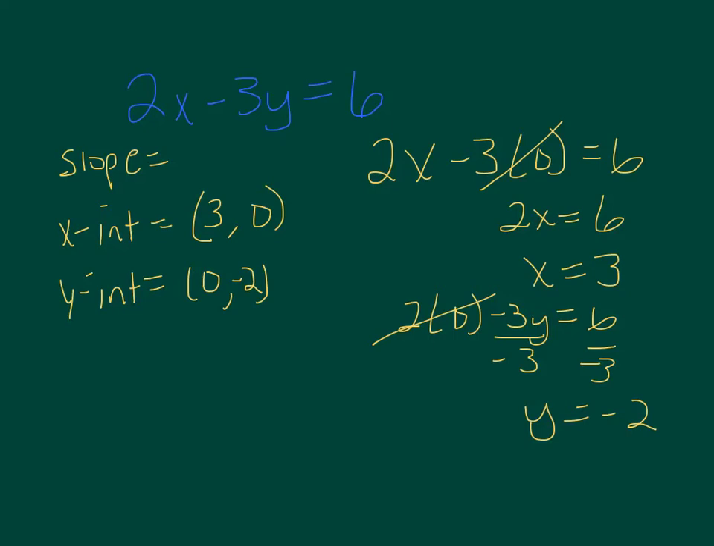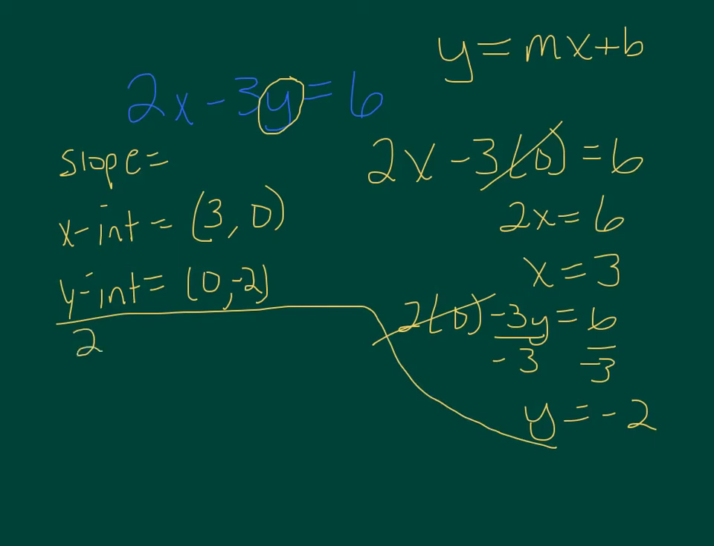Now slope. From an equation, we can't find slope in standard form. We need to make the equation look like this. Okay, so this is an example. I need to solve for y. So I'm going to take my equation and isolate the y. I'm going to rewrite it down here: 2x minus 3y equals 6.